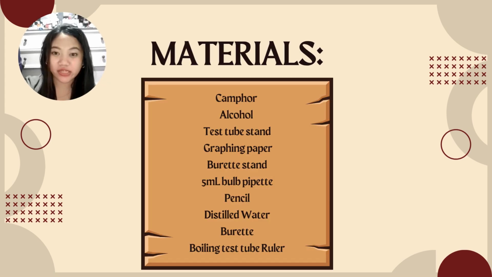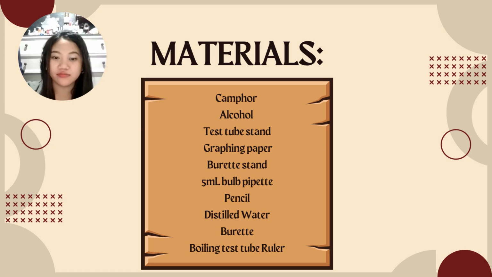For the materials, we use camphor, alcohol, test tube stand, graphing paper, burette stand, 5 ml bulb pipette, pencil, distilled water, burette, and boiling test tube ruler.